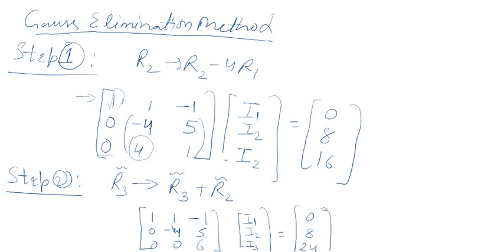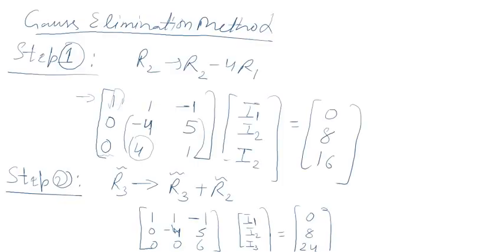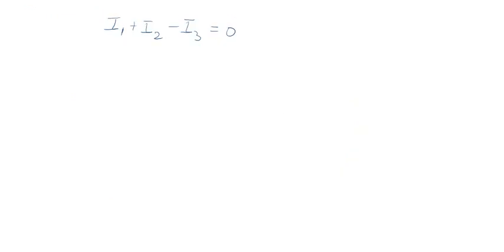Performing the operations, what are you reduced to now? The original system reduces into the following three equations. One equation is I1 plus I2 minus I3 equals 0. What is the second equation? Below here, minus 4 I2 plus 5 I3 equals 8. And the last equation is 6 I3 equals 24.